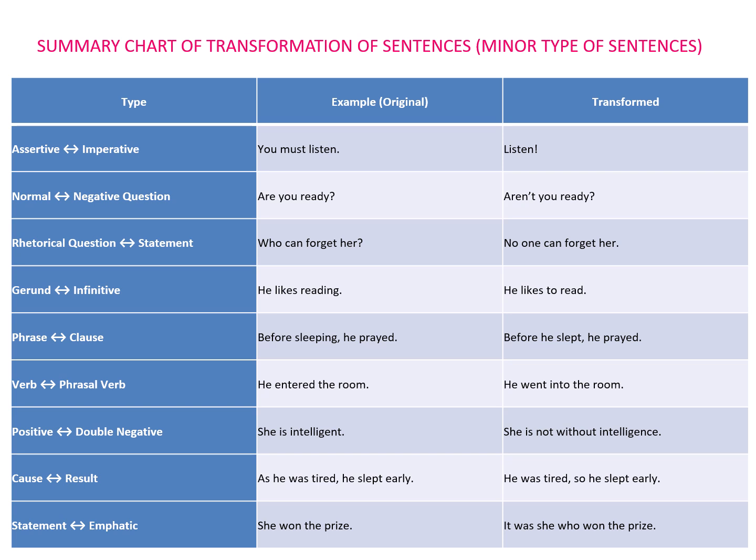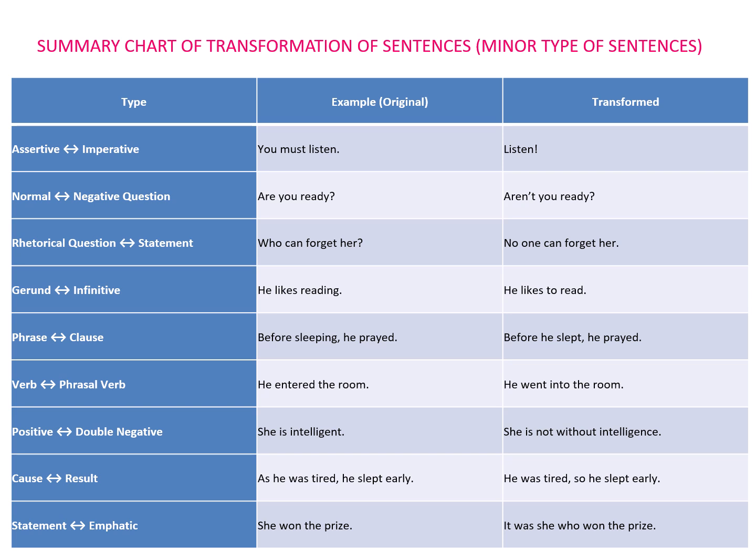Type, example, original, transformed. Assertive to imperative: you must listen. Listen. Normal to negative question: are you ready? Aren't you ready? Rhetorical question to statement: who can forget her? No one can forget her. Gerund to infinitive: he likes reading.